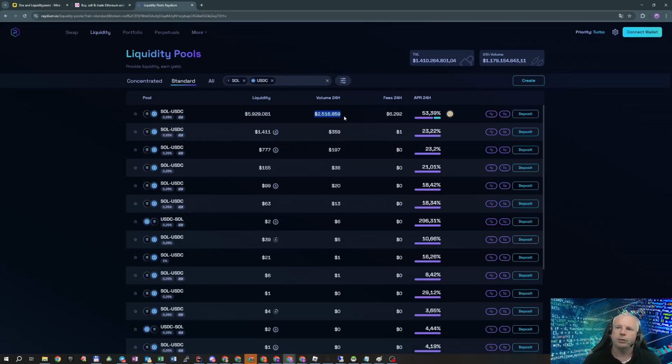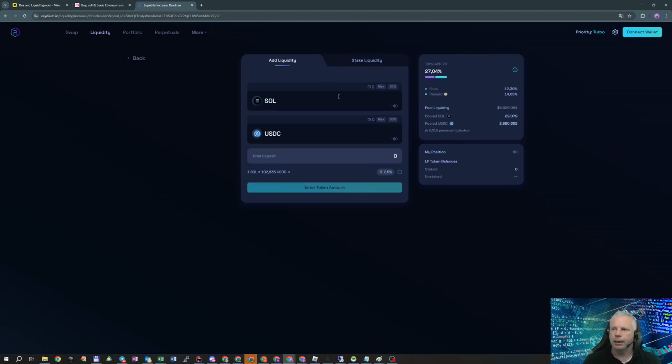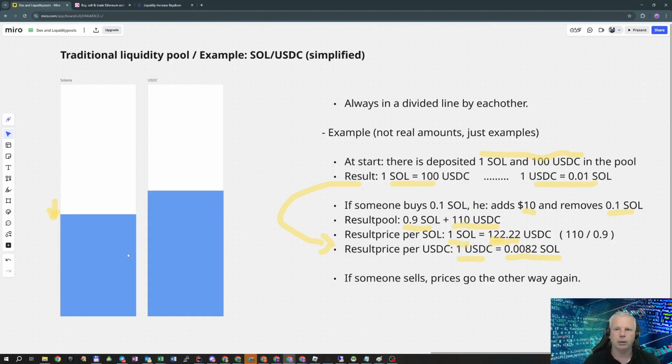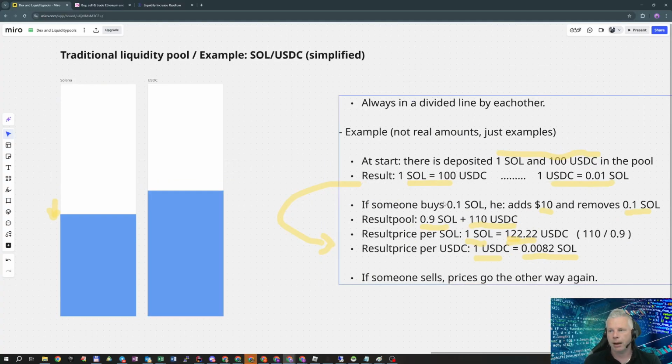It has a trading volume at this point of $2.5 million in one day, which results in almost $6,300 for the people providing this money. You can, for example, say deposit, and if you want to add one Sol, you will also add 102 USDC, so you're totally depositing $203 of value. Because for the traditional way here, you have to add this and this in the same amount because the price has to be the same.